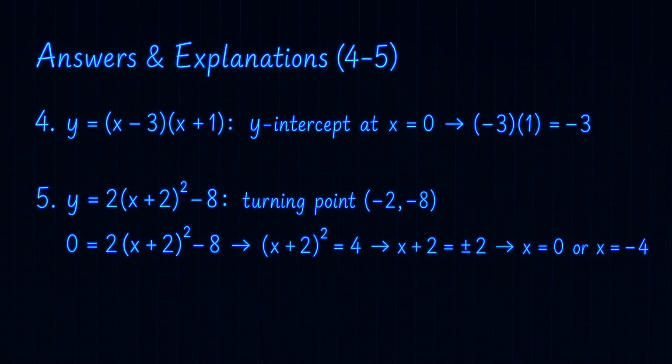Question 4. Put x equals 0. Minus 3 times 1 is minus 3, so the y-intercept is minus 3. Question 5. The turning point is (minus 2, minus 8). For the x-intercepts, 2(x plus 2) squared equals 8. So (x plus 2) squared equals 4. x plus 2 is plus or minus 2, giving x equals 0 or x equals minus 4.